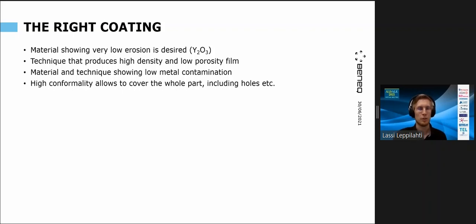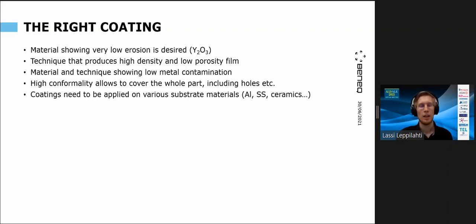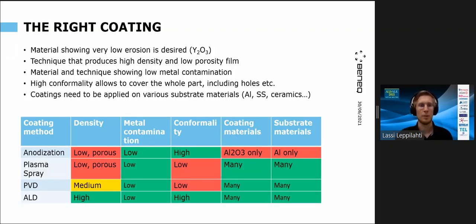We also need high conformality to cover the whole part with all the complex surfaces. And the coatings need to be applied on various substrate materials: aluminium, stainless steel, ceramics, to name a few. So here's a table of established methods, anodization and plasma spray, as well as emerging technologies, PVD and ALD. ALD is the only one that ticks all the boxes here, capable of producing a corrosion protective film that performs as well.